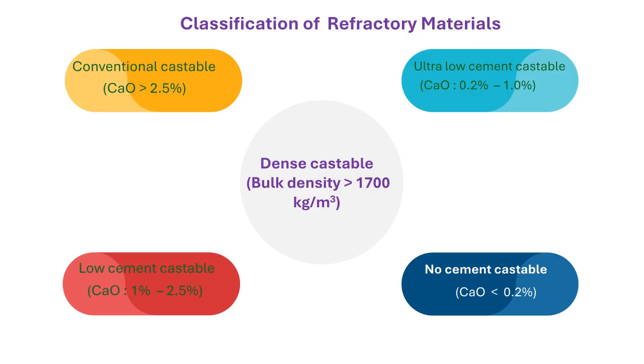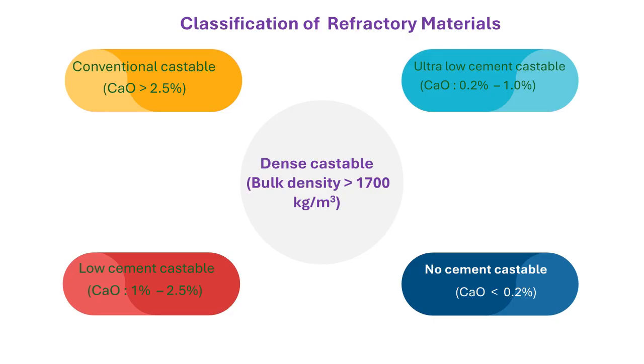However, there's an important limitation. Portland cement becomes thermally unstable at high temperatures, so these castables are restricted to lower temperature applications. The second category is low cement castables. It contains between 1.0 and 2.5% calcium oxide. By reducing the cement content, their temperature capability increases while still maintaining good workability and strength. Low cement castables offer a balanced combination of performance and ease of installation.